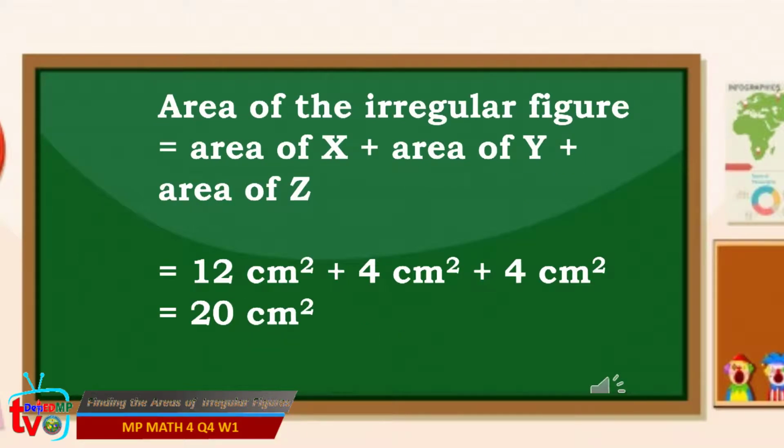Let us now find the total area of the figure. Area of the irregular figure is equal to area of X plus area of Y plus area of Z is equal to 20 centimeters square. The area of the given irregular figure is 20 centimeters square.